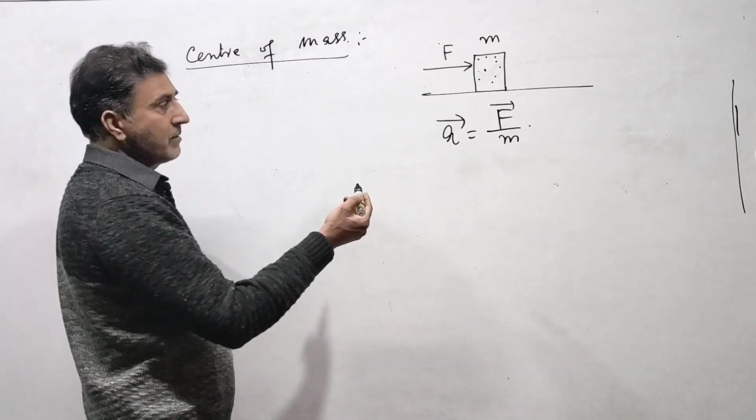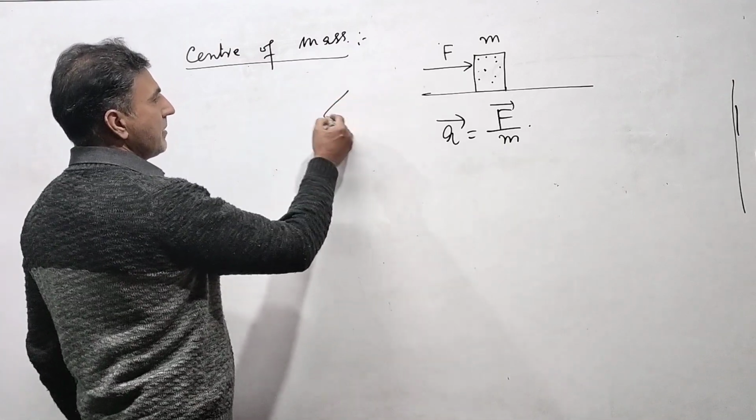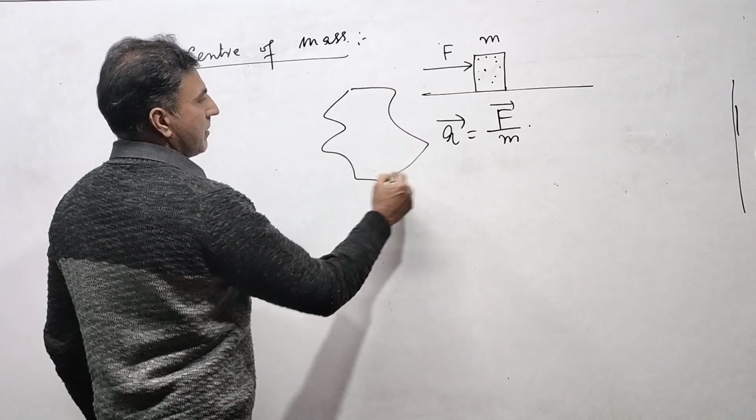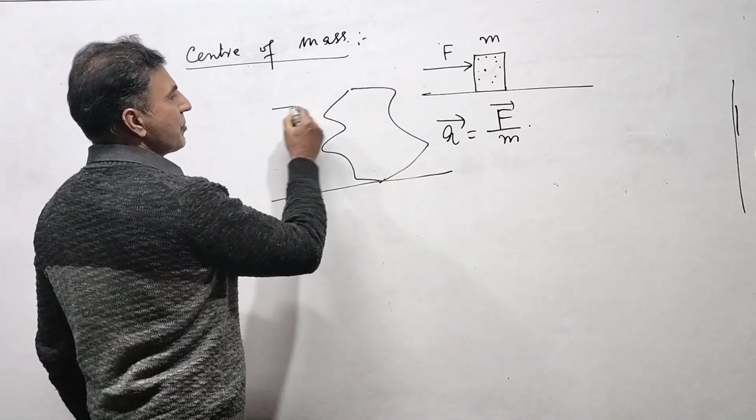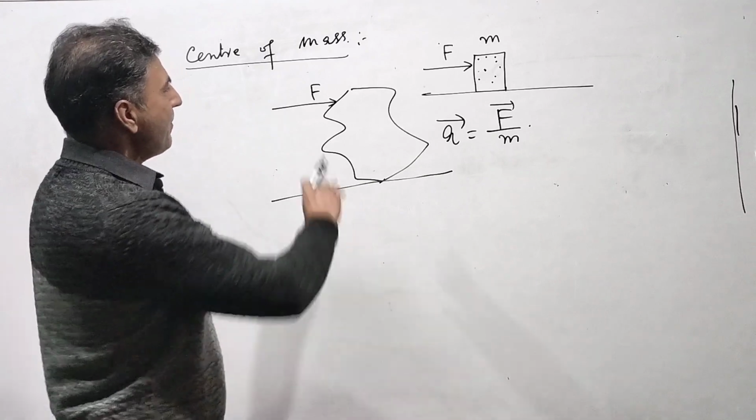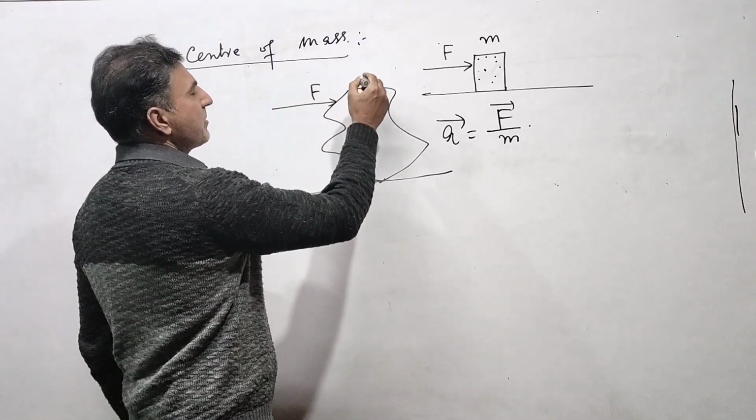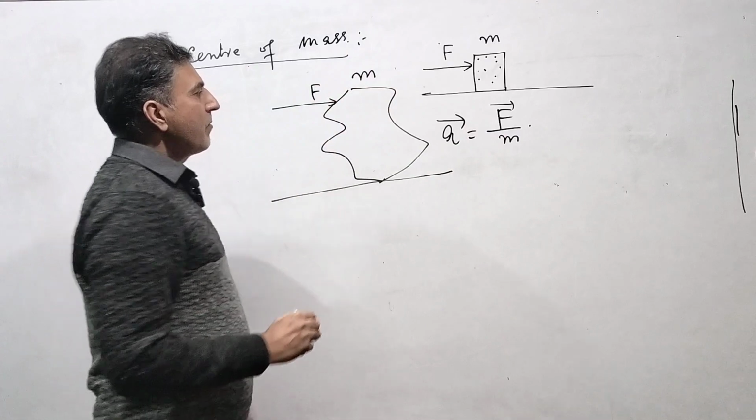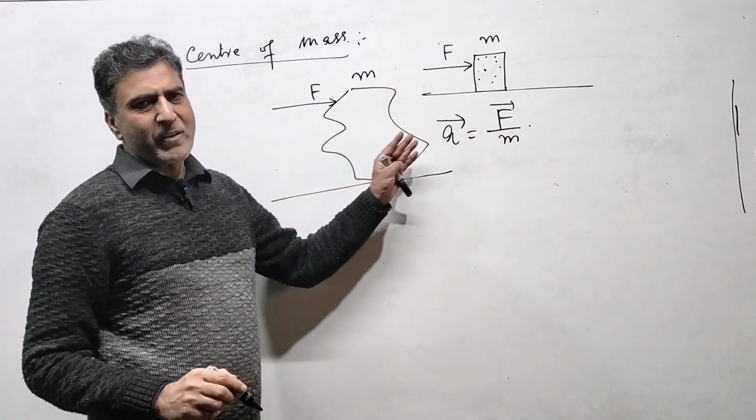Now let me take a rigid body. Any other rigid body. This is the rigid body. And I apply force here. What happens to this body? Let me suppose the mass of the body is M. What happens to this body? It does not have a pure translational motion.